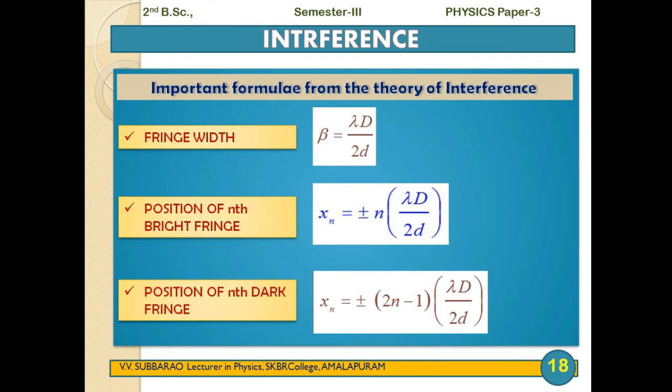Position of nth bright fringe. The nth bright fringe will be observed at a distance ±nλD/2d from the center of the pattern. And position of nth dark fringe. The nth dark fringe will be observed at a distance ±(2n − 1)λD/4d from the center of the pattern. The interference pattern is observed symmetrical on either side of the central maximum.